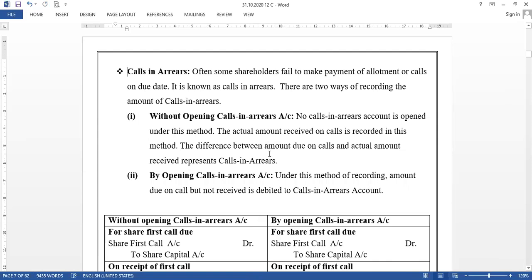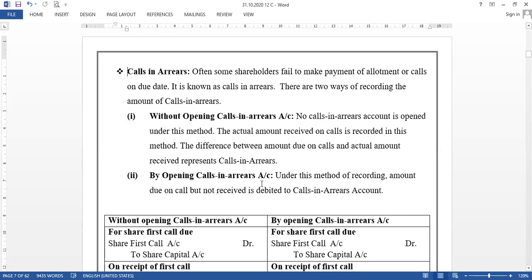The first term you can see on the screen is calls in arrears account, right? Calls in arrears kya hota hai? Calls in arrears is the amount which the company has not received after making a call. Okay, you will be having the numericals wherein we will find that the shareholders, after paying the basic amount of application, are not interested to pay any amount thereafter. Allotment pay nahi karna, first call pay nahi karna, second call pay nahi karna. ठीक है? So the amount which is not received by the company after making a call, right? So that is known as calls in arrears.